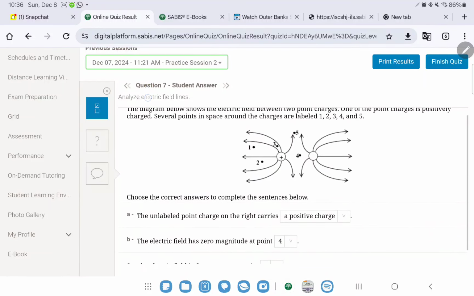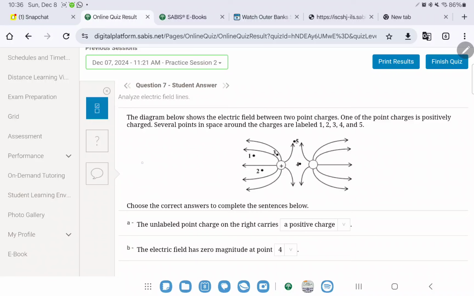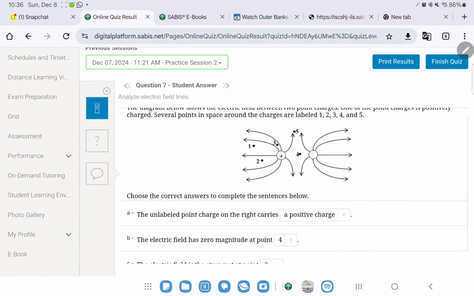Okay, here we have field lines. The diagram below shows us two electric fields, the 2 points. So what can we tell about this electric field? You have two forces, but they're not attracting each other, they're repelling each other, as you can see here. So if this was positive and they're repelling, what does this be? A positive charge. That's the first part.